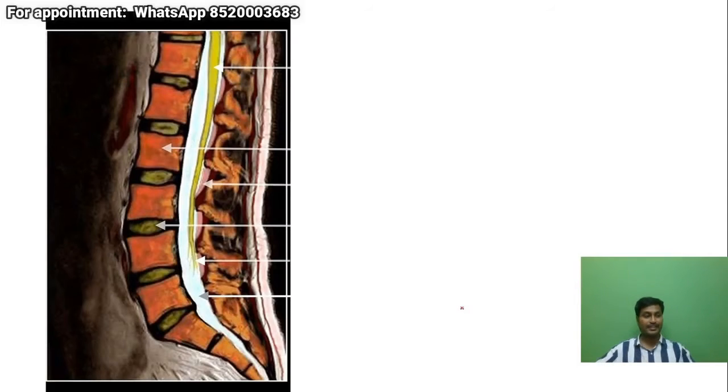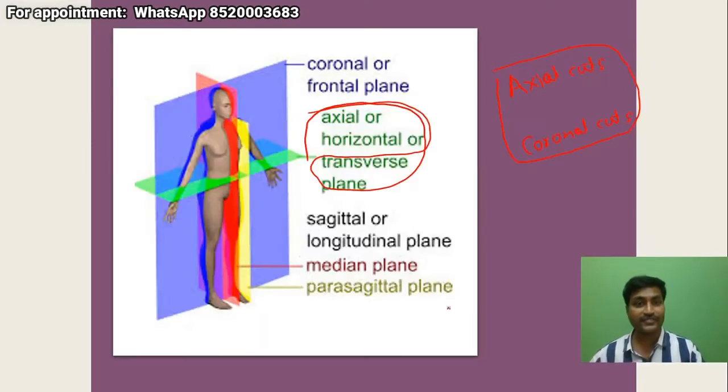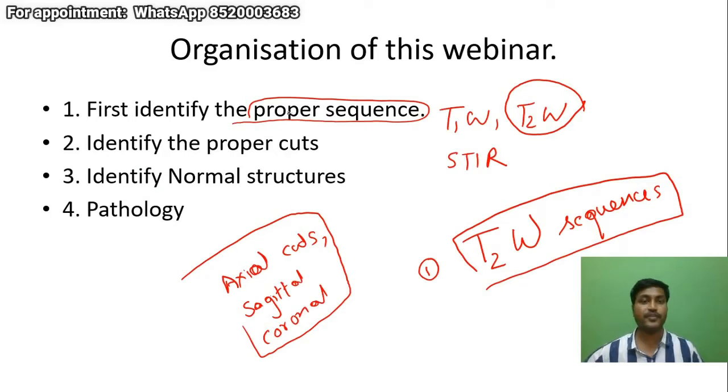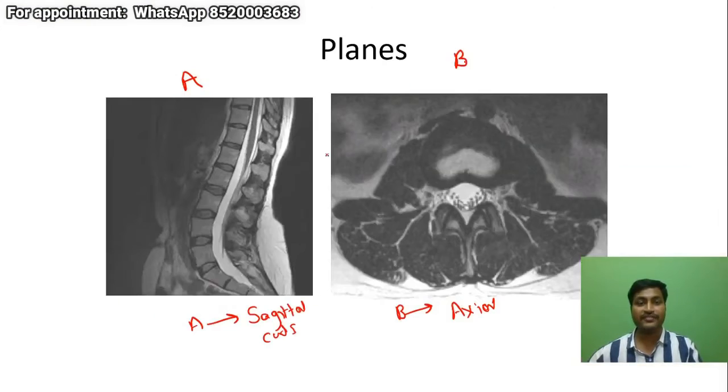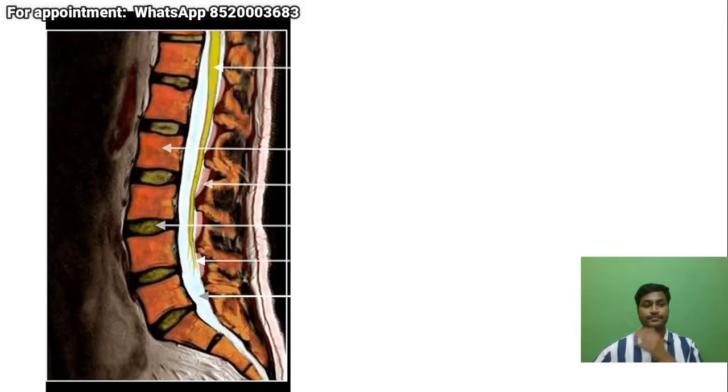Second one. So as I told, what was the first part of our webinar? Identify the proper cuts. So you have identified the proper cuts. These are the sagittal cuts. These are the axial cuts. Now let us come to the second part.